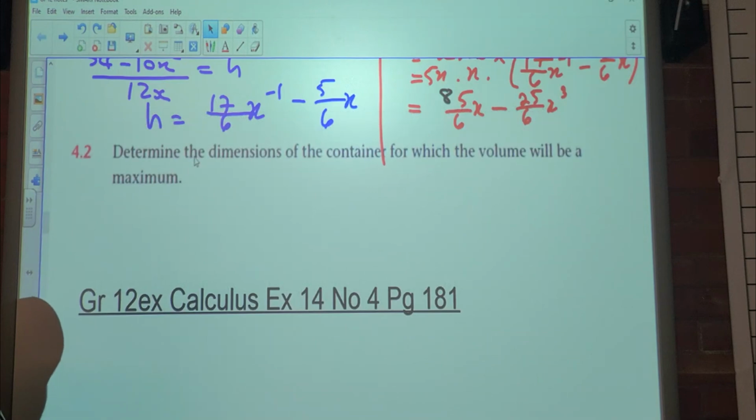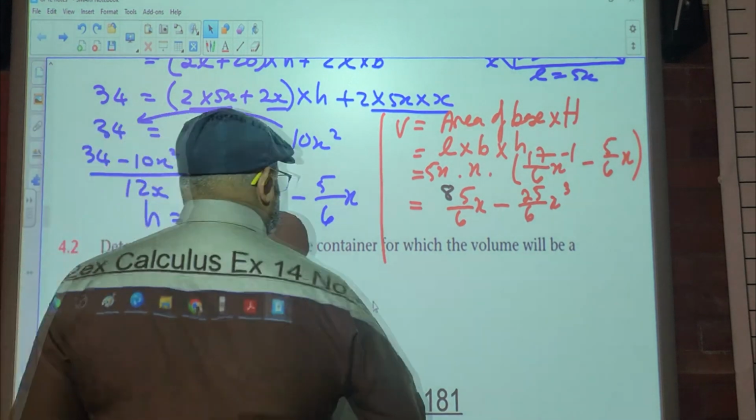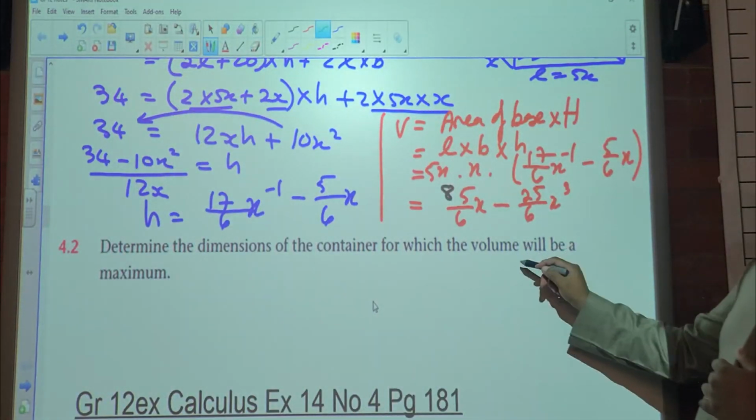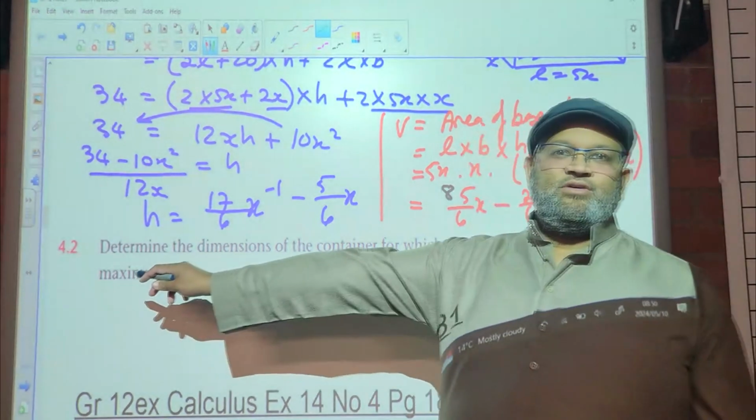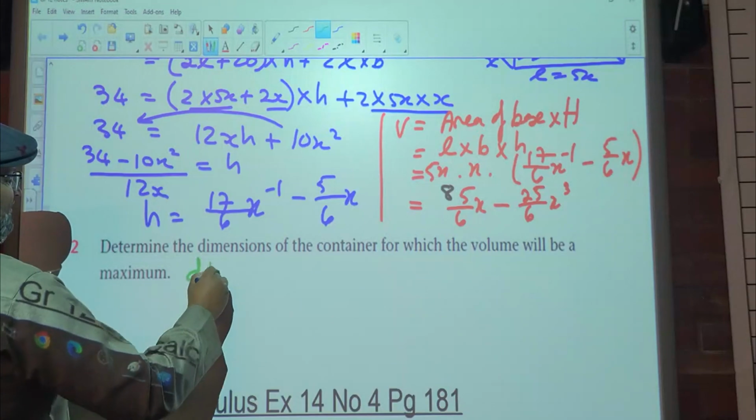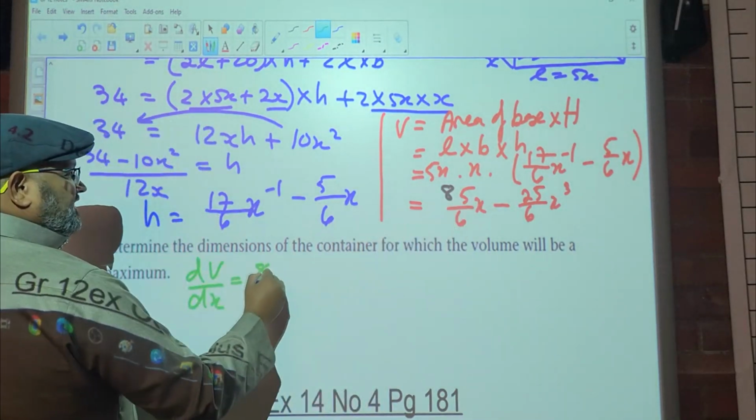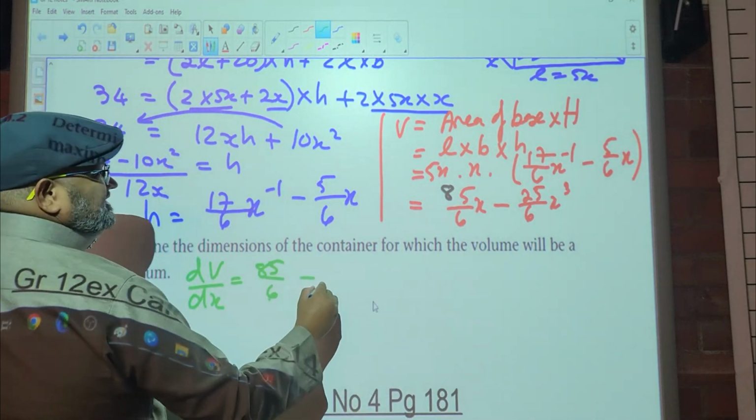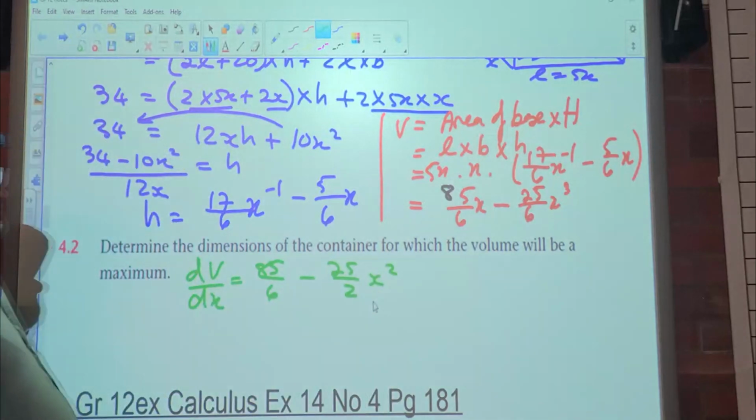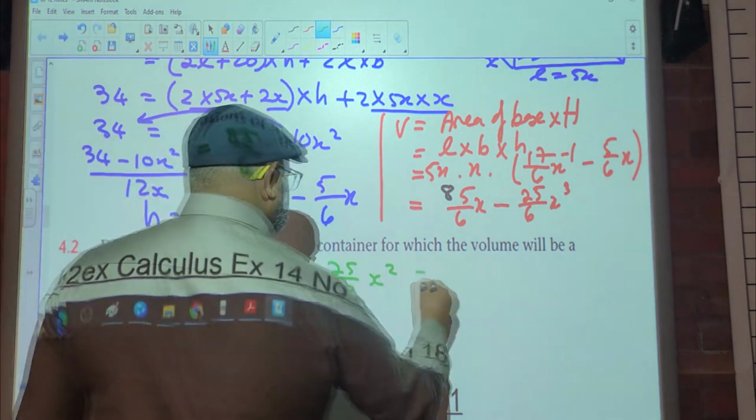Then the question in 4.2 says, determine the dimensions of the container. That's the breadth and height. Determine the dimensions of the container for which the volume will be a maximum. So what must I do? Plot the derivative. So the derivative of the volume with respect to x is equal to 85 over 6 minus 25 over 2 x squared. 25 over 6 times 3 should be 25 over 2. I say this equal to 0.